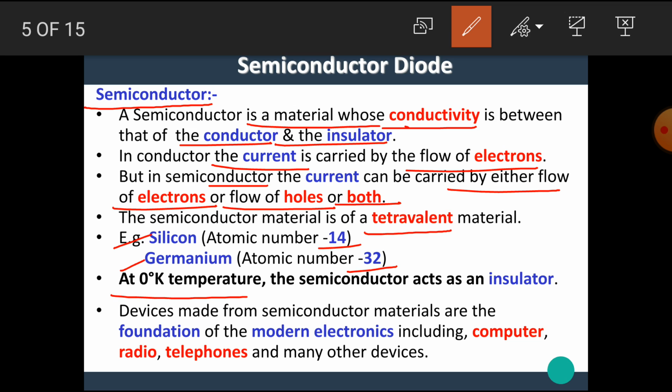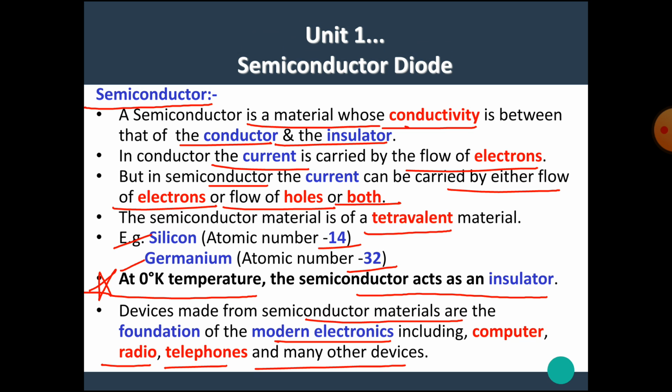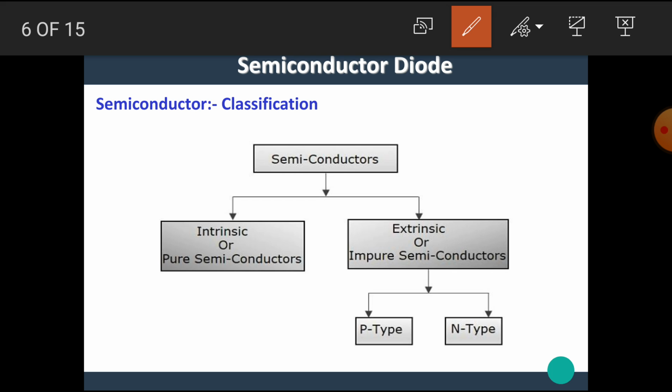At 0 degree Kelvin temperature, the semiconductor acts as an insulator. This is a very important statement here: at 0 degree Kelvin temperature, the semiconductor acts as an insulator. The devices made from semiconductor materials are the foundation of modern electronics, including computers, radios, telephones, and many other devices. Now let's see the classification of the semiconductor materials.